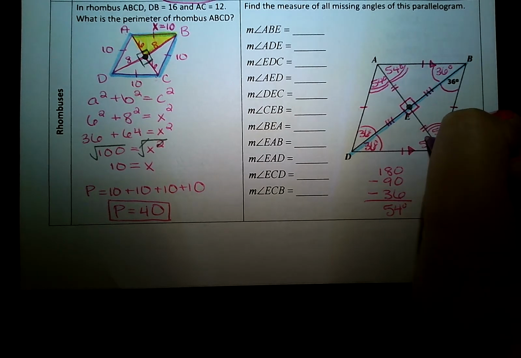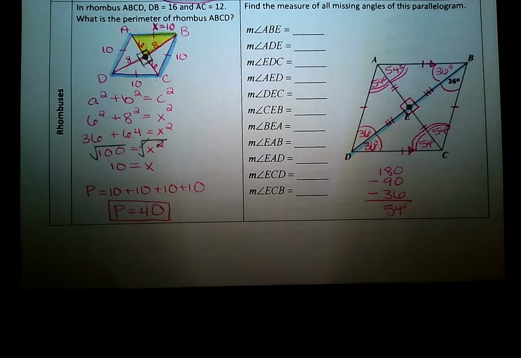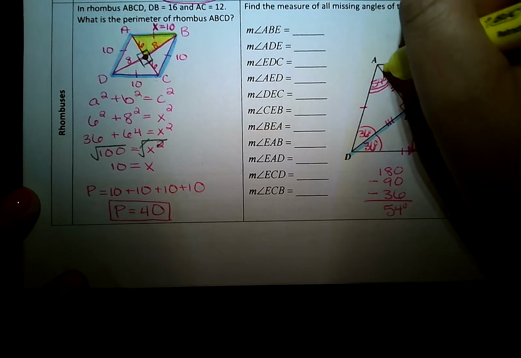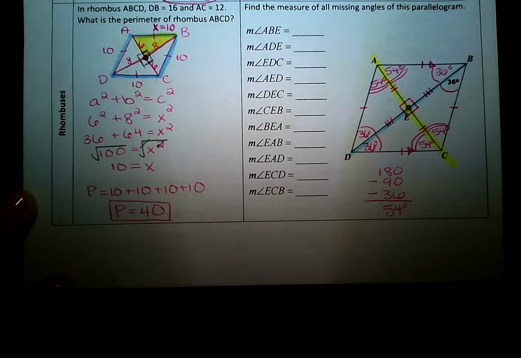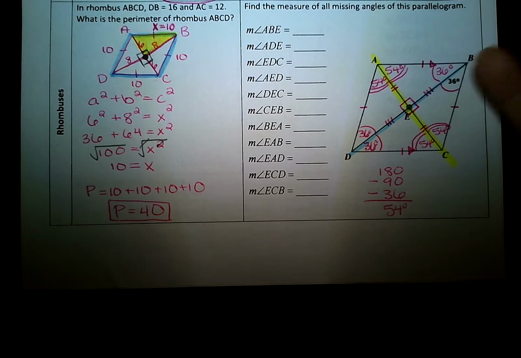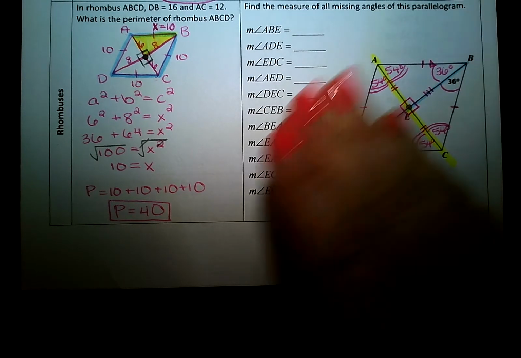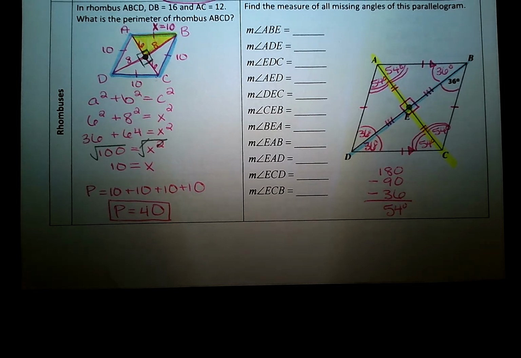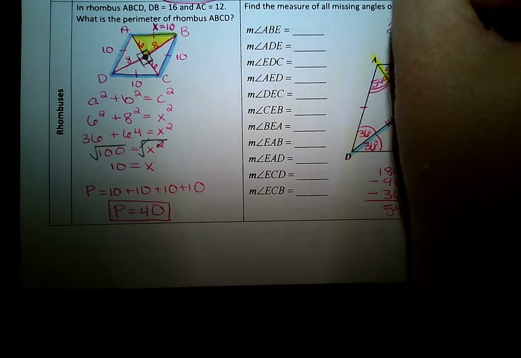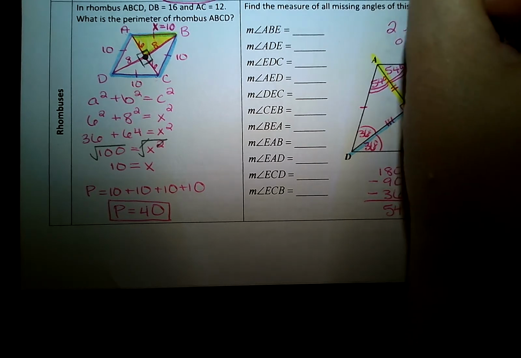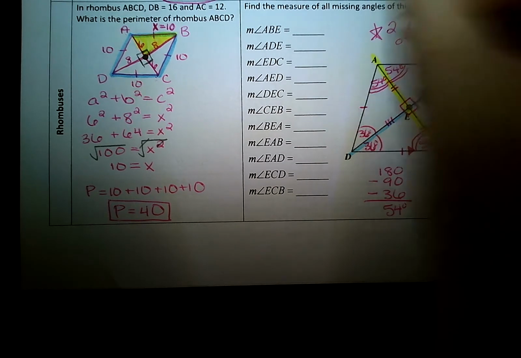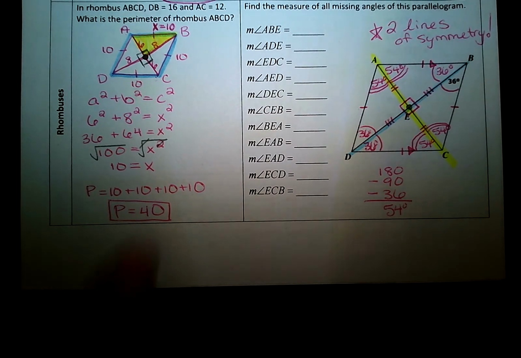Well, I think that shows us that we really have 2 lines of symmetry in this figure. We slice our rhombus down this diagonal. Everything on the top can flip over to match everything on the bottom. 2 diagonals, 2 lines of symmetry. Okay, now we just have to find each of these angles and write in our final value.